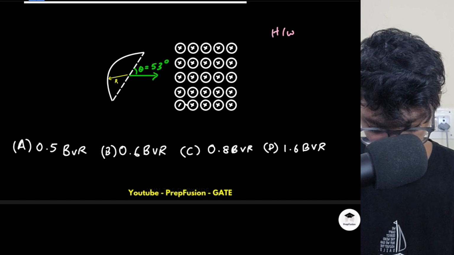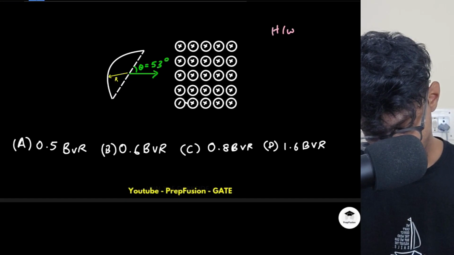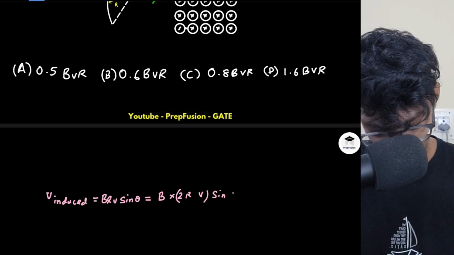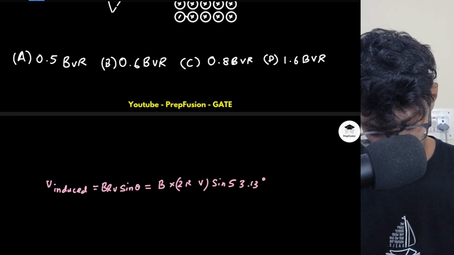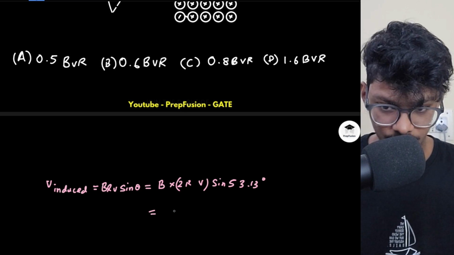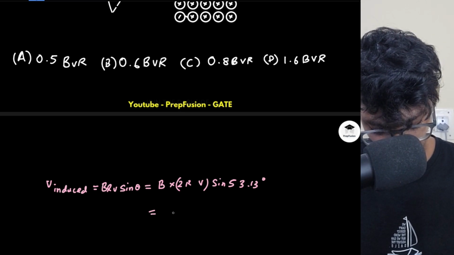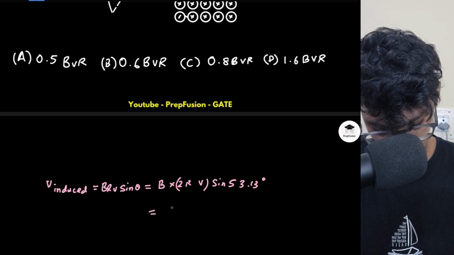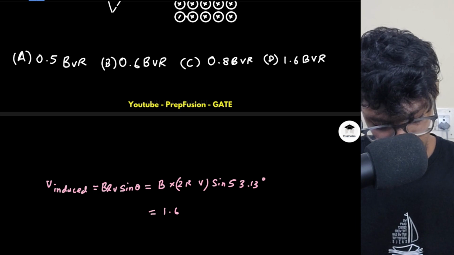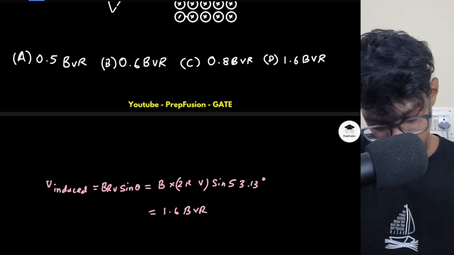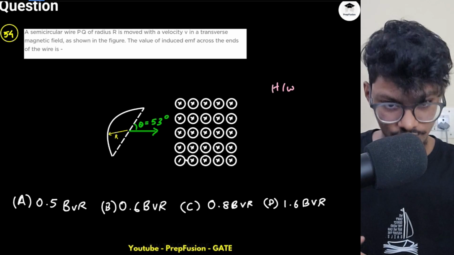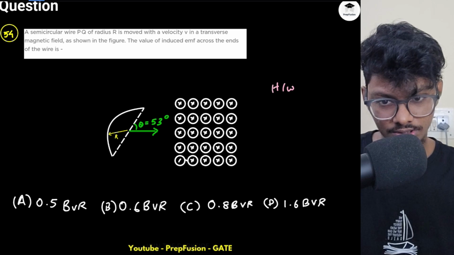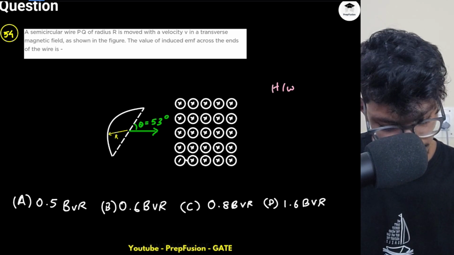into velocity V into sin 53.13. Sin 53.13 will simply be 4 by 5, so it is 0.8 into 2, which is 1.6, B V R, as the length is 2r. So this answer will simply be 1.6 BVR. I hope you have solved this question in the homework.